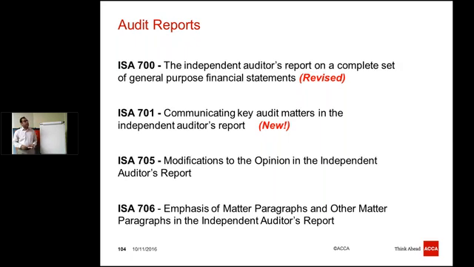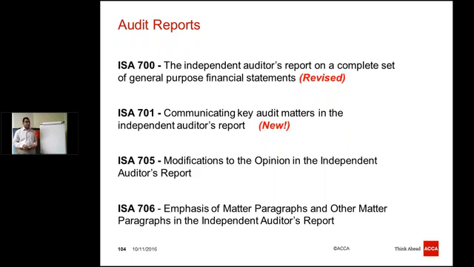You then have ICCA 701, which is communicating key audit matters in the independent auditor's report. This is the new standard that we will be looking at shortly. And then there are the modification standards. One is related to modification to the opinion in the independent auditor's report. And note the word that has been used in the title of ICCA 705: modification to the opinion in the independent auditor's report.